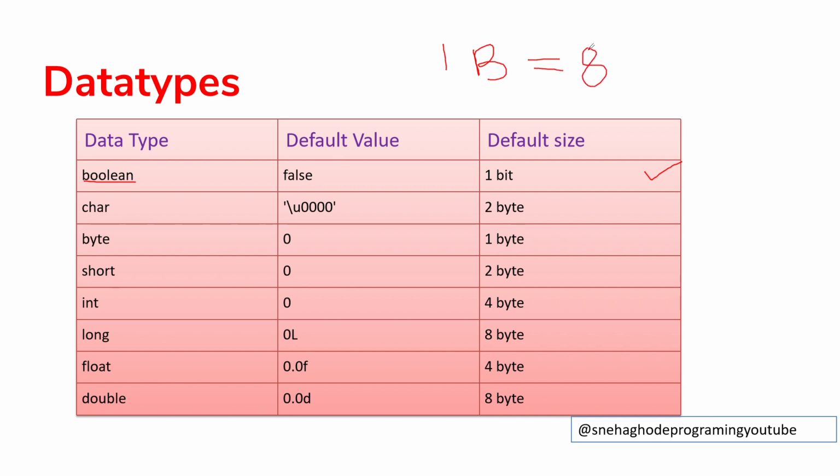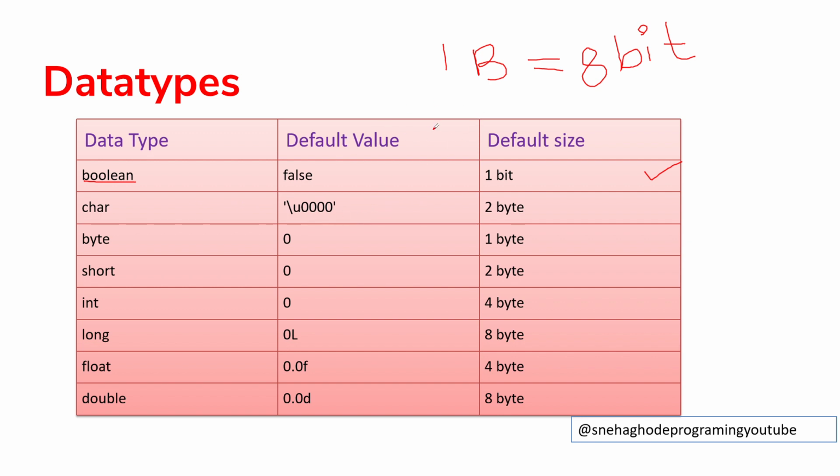So here only 1 bit of memory we are going to use to store the boolean. It is going to hold only 1 bit of memory location. Then character. Here you can see, between these single quotes, this \u0000 is the default value of the memory location for the character.